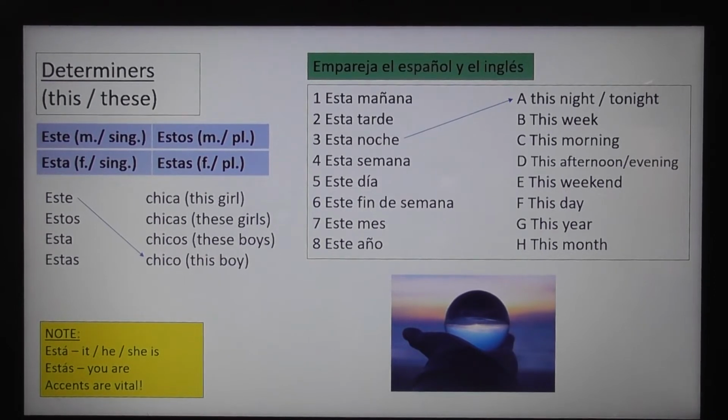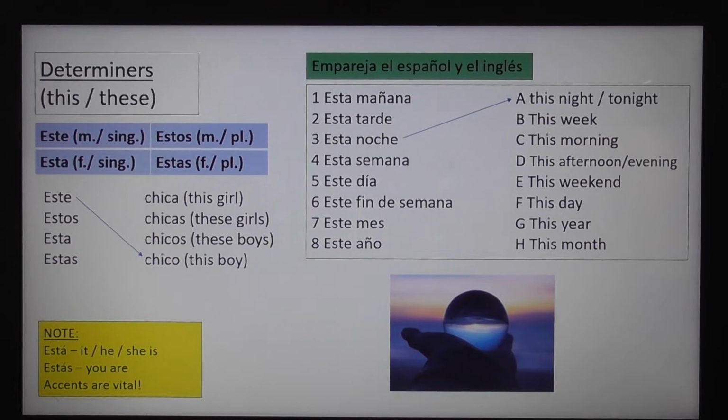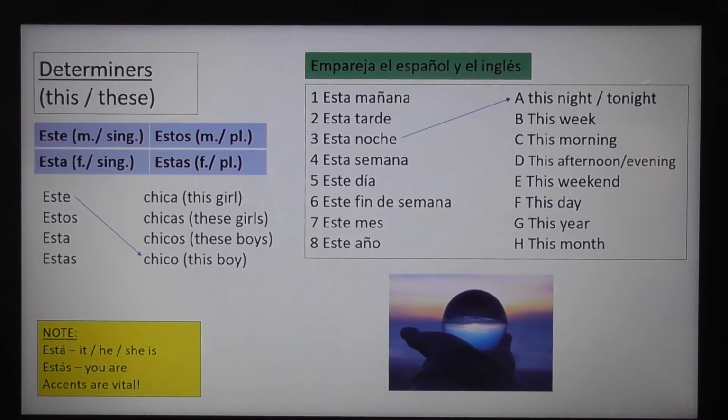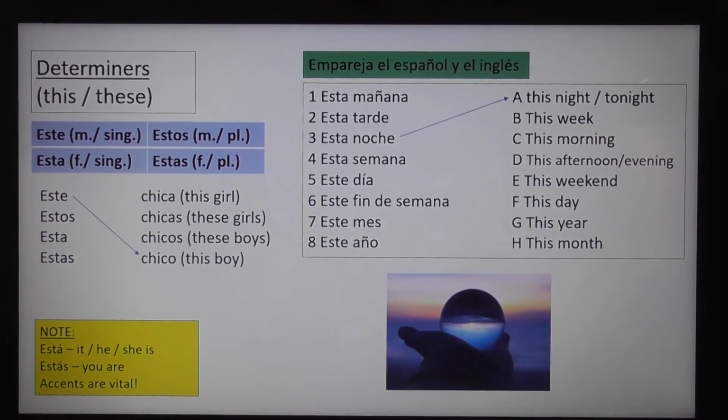Before we get to those, they are crucial. I want to show you something very briefly, and don't take too much time on this, called demonstrative determiners.